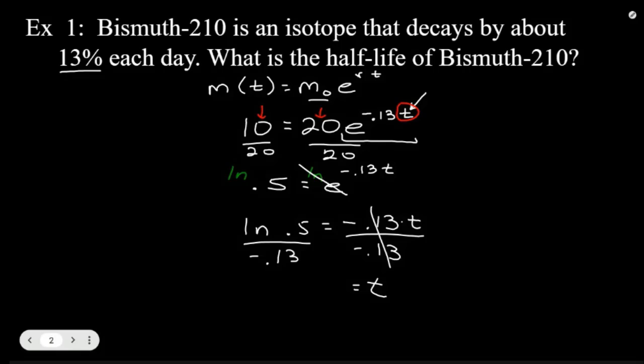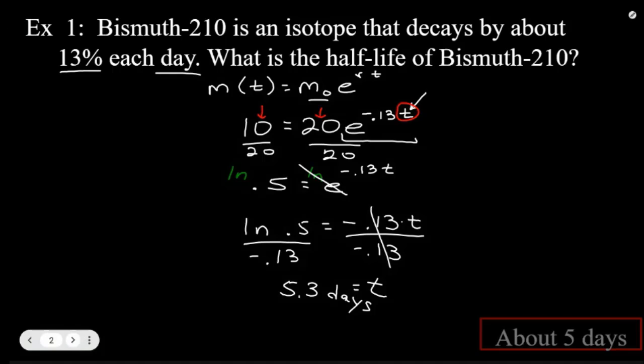So if we grab our calculators and we take the natural log of 0.5 and we close our parentheses and divide by negative 0.13, we get 5.3. It looks like our units in this case are days, right? So 5.3 days is what I'm getting at least. So hopefully that's the right answer. Yeah, about 5 days.